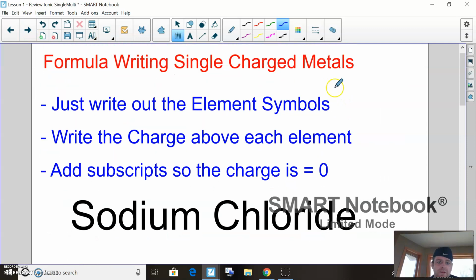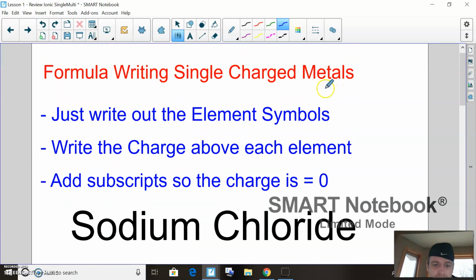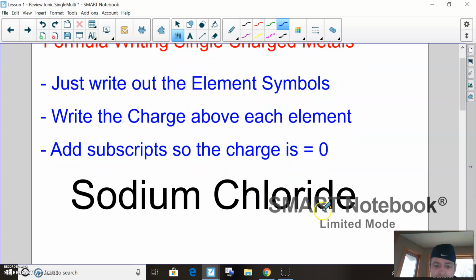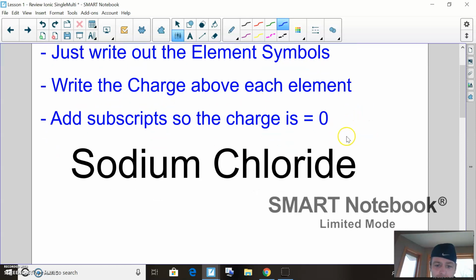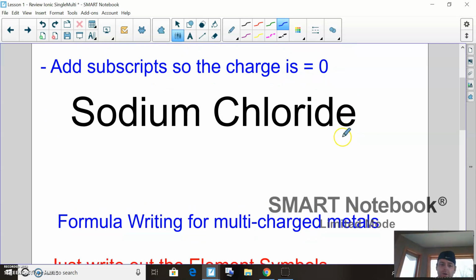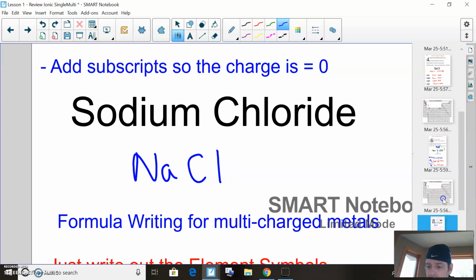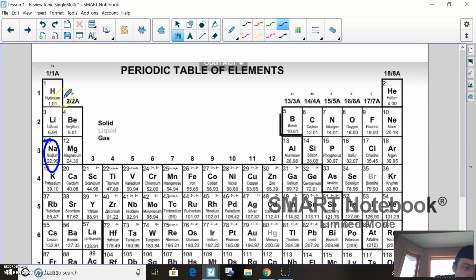Now this process is going to be pretty much the same for single charge and multi-charge. So every time you get a name, you just have to write out the element symbols, write the charge above each element, and then crisscross, as we call it. All right, so sodium chloride. You've got Na and Cl. If I find my periodic table, I can find that sodium is +1 and chlorine is -1.